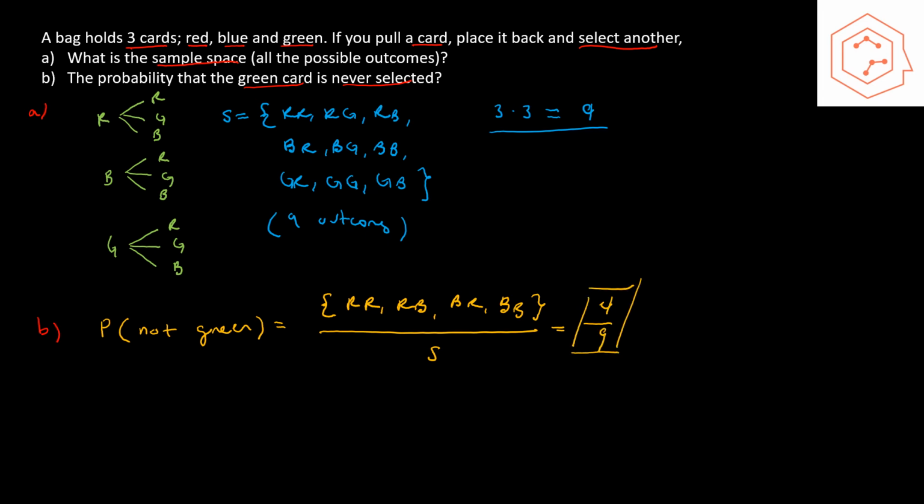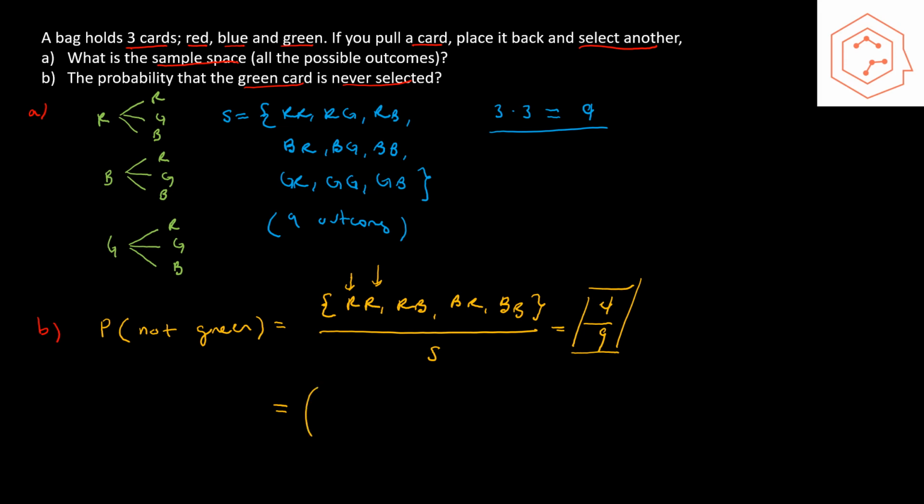And another way you can check your answer: the probability of not having green, since these events are independent, which means that if I pull red the first time, I still have an equal chance of pulling red the second time. The probability of pulling a card doesn't change based on what you pulled prior. And we'll go over that in the next video and in greater detail. But for now, just an interesting way you can check your answer.